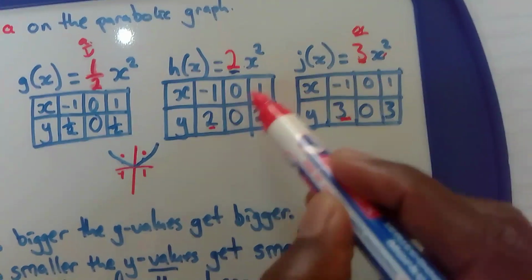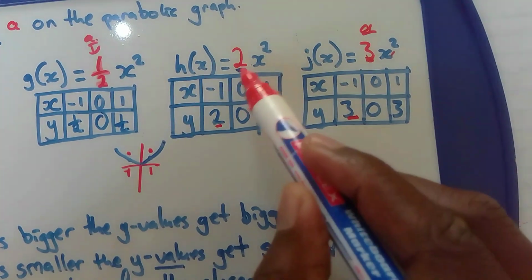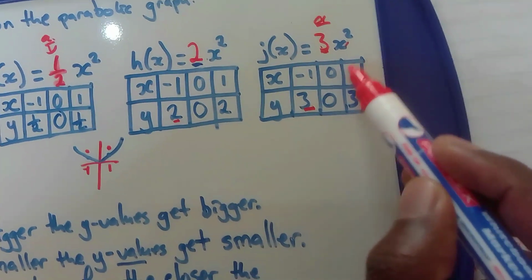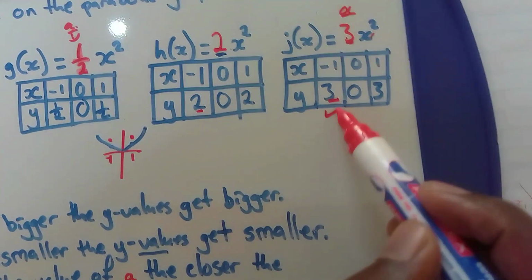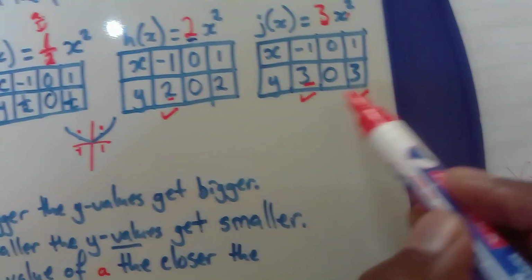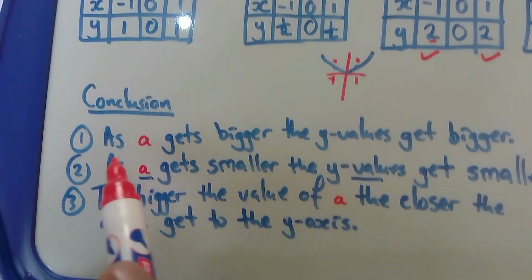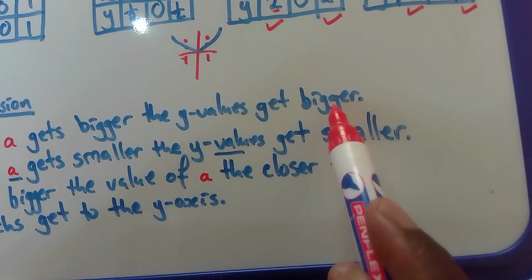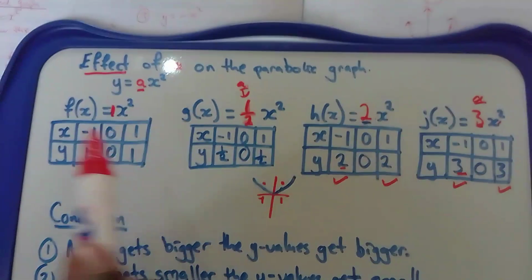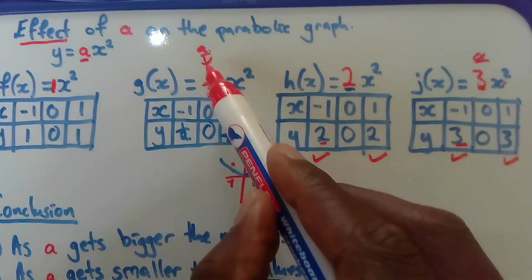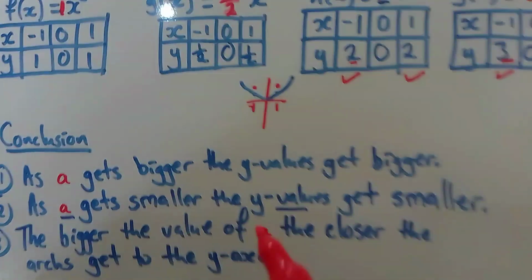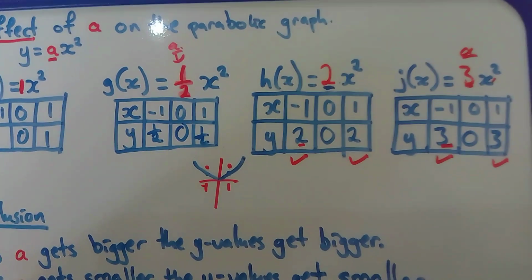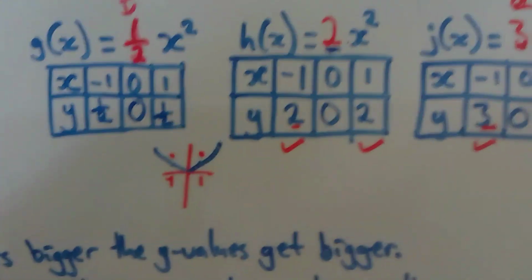Here, when x was +1 on A, the y value was 0. And here, when x is +1, the y value is 2. So this 3 is bigger than this 2. And this 3 is bigger than this 2. Which means that this conclusion that we drew, that as A gets bigger, the y values get bigger. So we can say that the effect of A is that if your A is smaller, the y values become smaller. But if your A is bigger, then your y values become bigger, right? So that's what we do, and that's what happens.